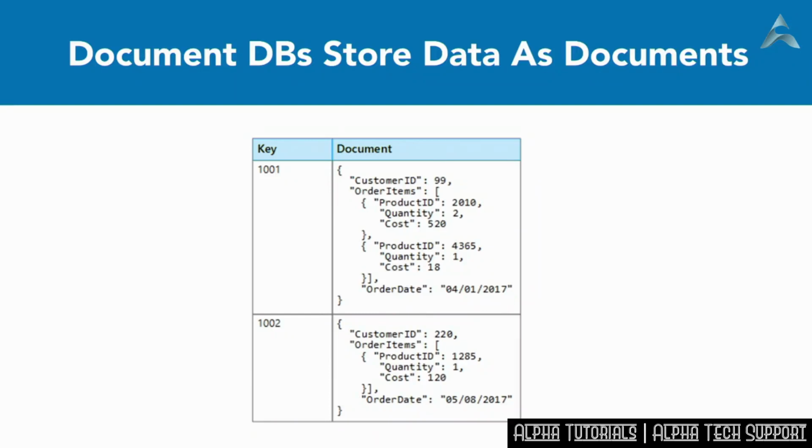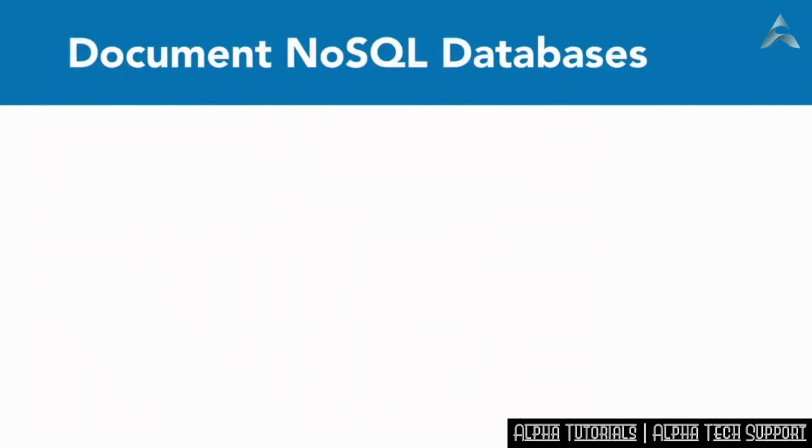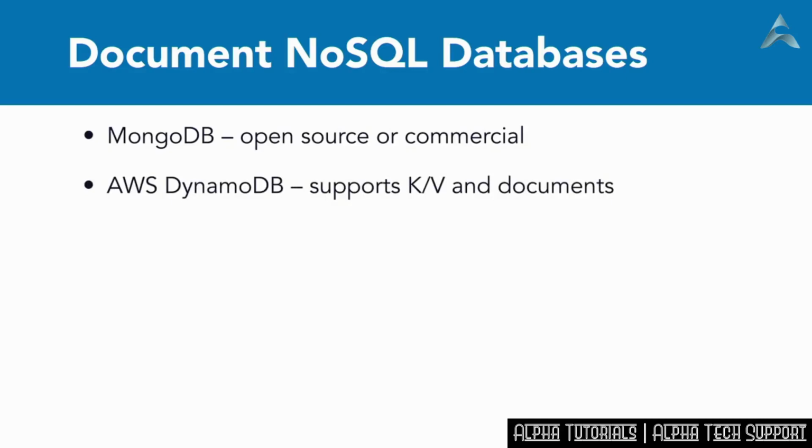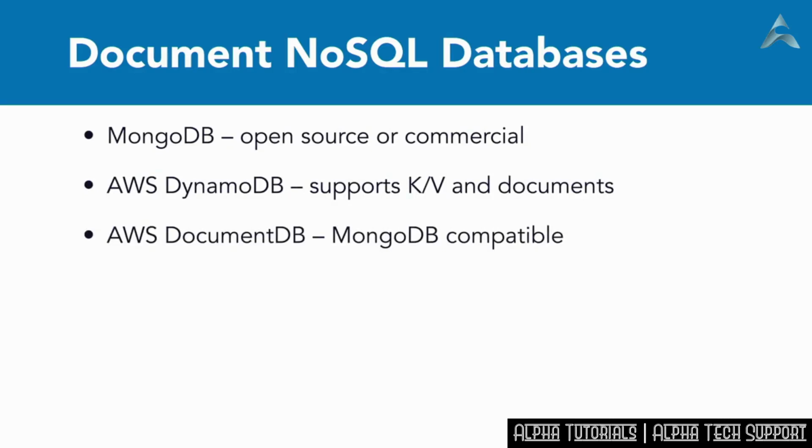To visualize what this information would look like, here's an example from the MongoDB documentation. Our document store would store information with a key and a value, but the value would be a document. Those documents generally take formats such as JSON, which stands for JavaScript Object Notation, as shown here, BSON, which is Binary Object Notation, which is serialized, or other forms such as XML. Examples of document NoSQL databases are MongoDB, which is open source, or there's a commercial version, AWS DynamoDB, which supports both key values and documents, and newly released AWS DocumentDB, which is MongoDB compatible.